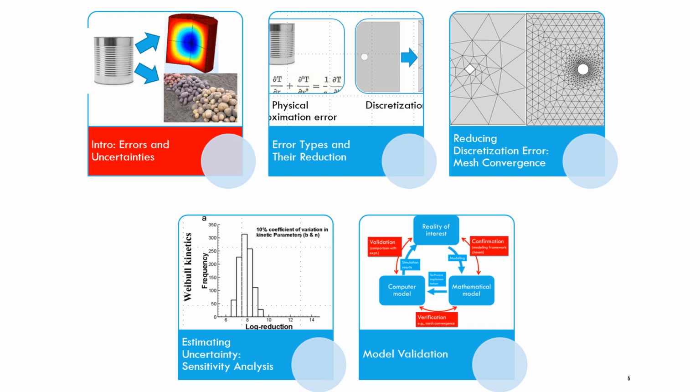The following videos will go into more details of these topics. So the very next one talks about the various types of errors and how we can reduce them. Then the next one goes into more details of one type of error, how we reduce discretization error and do what's called mesh convergence. Then we talk about some details of estimating uncertainty analysis, and finally we put everything together in model validation. That is how we can build trust in the model.